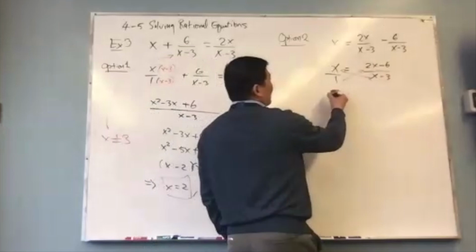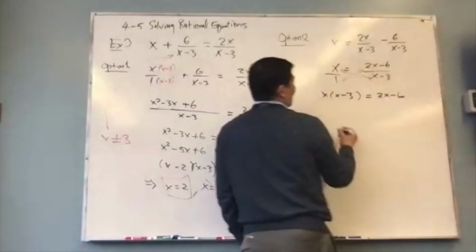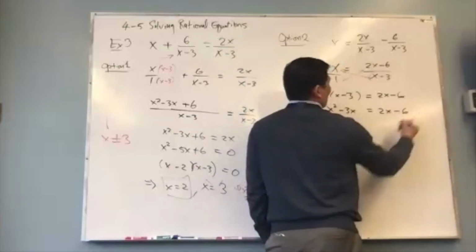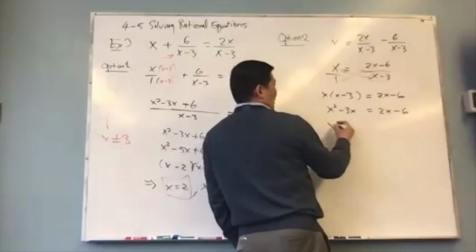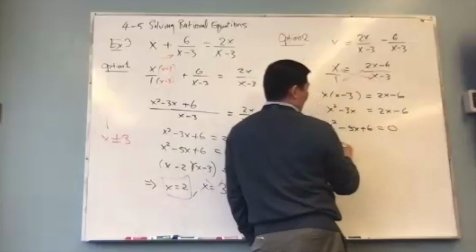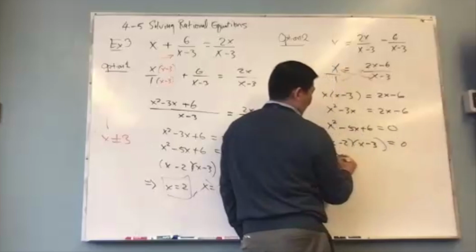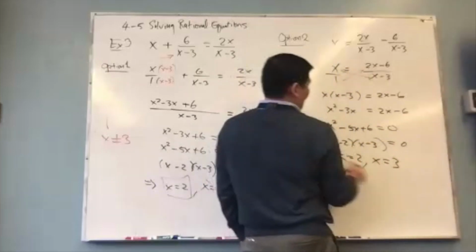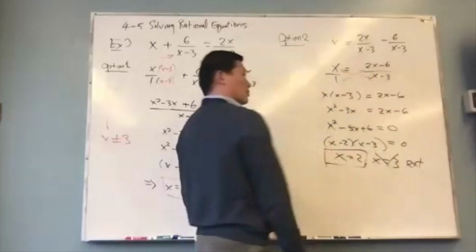So I do a cross multiply, I have x times x minus 3 is equal to 2x minus 6. That just becomes x squared minus 3x. This is 2x right here, and minus 6 over there. And then move everything onto one side. I end up with x squared minus 5x plus 6 equals 0. I end up with the same factors. x is equal to 2, x is equal to 3. x cannot be 3, extraneous, and this is the only answer.